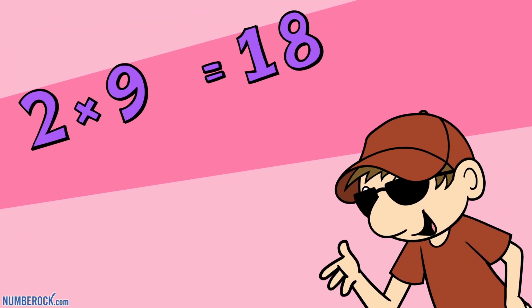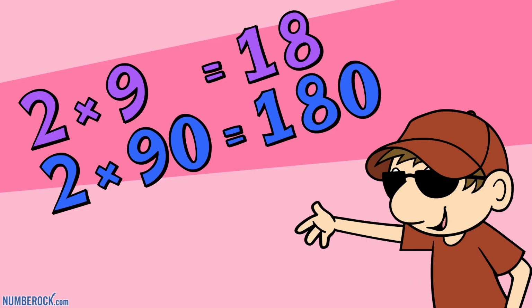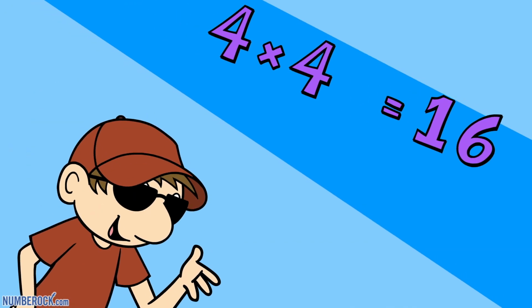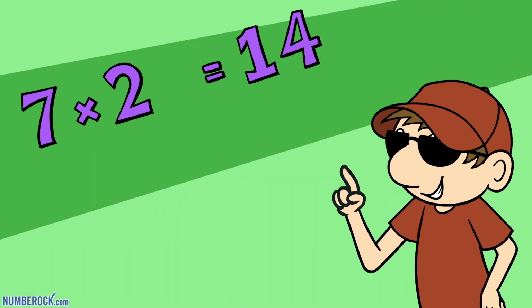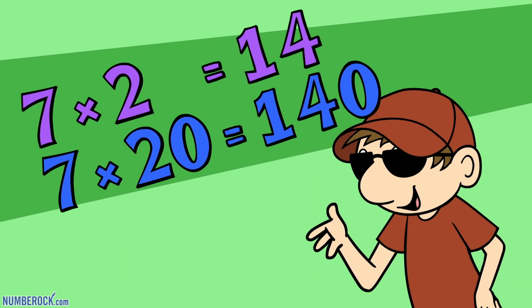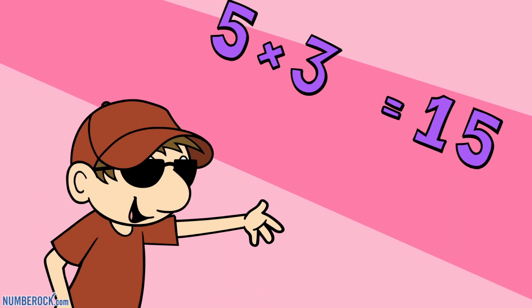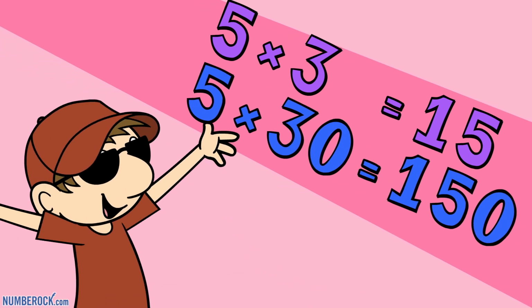2 times 9 is 18, and 2 times 90 is 180. 4 times 4 is 16, and 4 times 40 is 160. 7 times 2 is 14, and 7 times 20 is 140. 5 times 3 is 15, and 5 times 30 is 150.